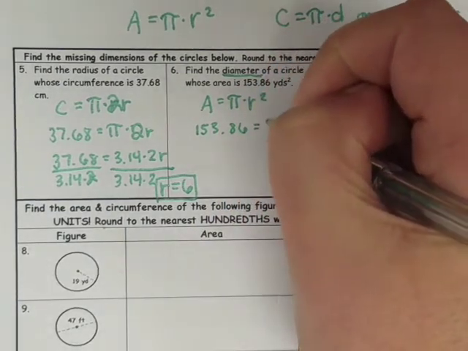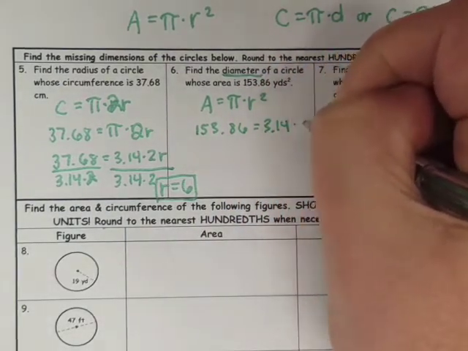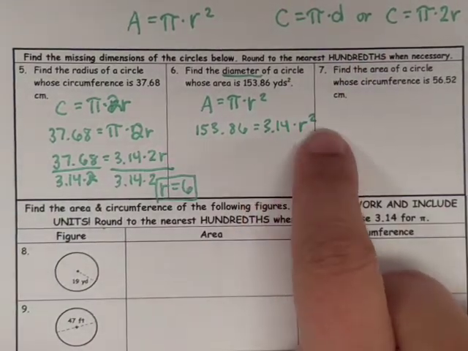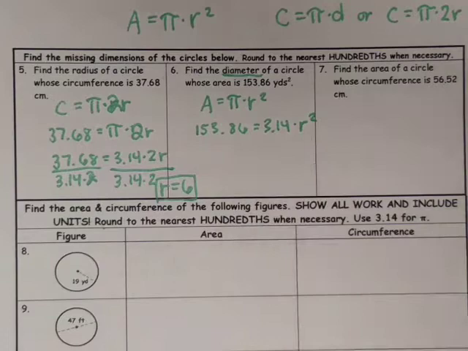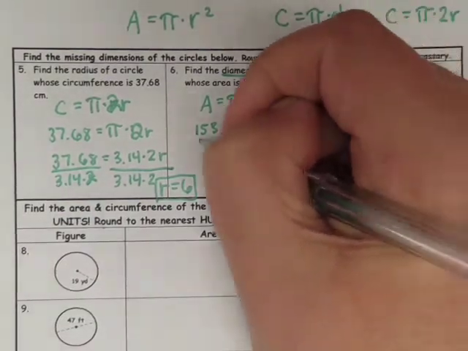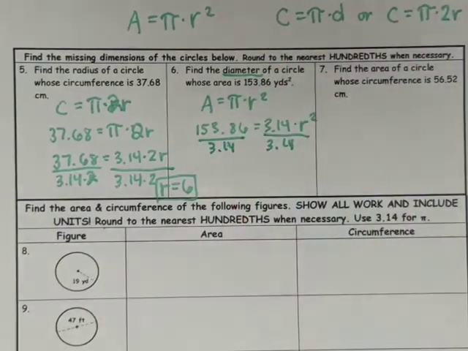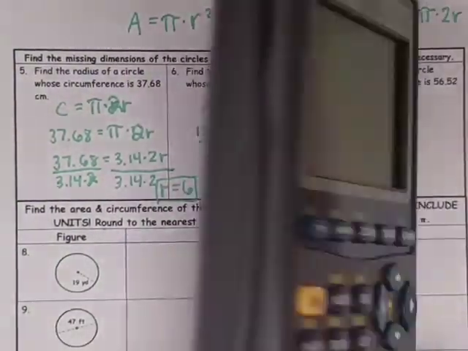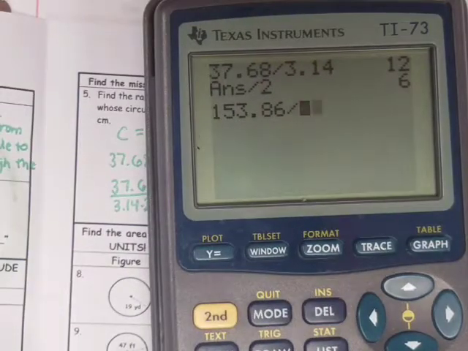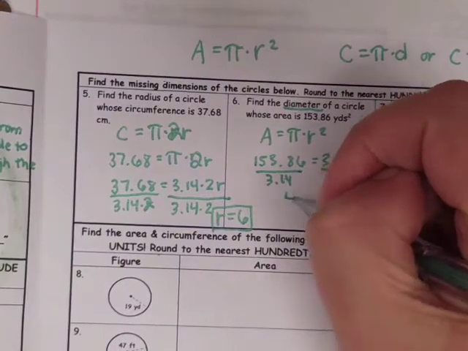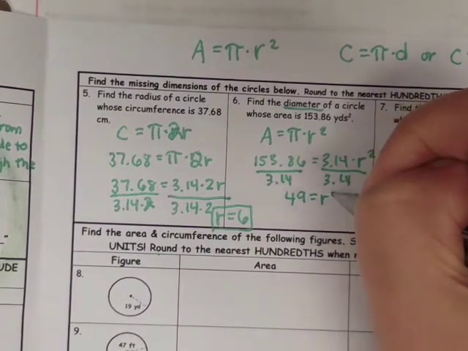153.86 equals 3.14 times radius squared. All right, what's weaker, multiplication or exponents? Multiplication, so we're going to undo multiplication. So divide by 3.14. 153.86 divided by 3.14 gives us 49. So 49 equals radius squared.